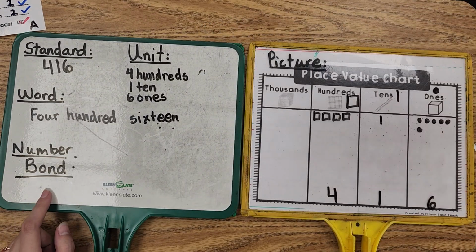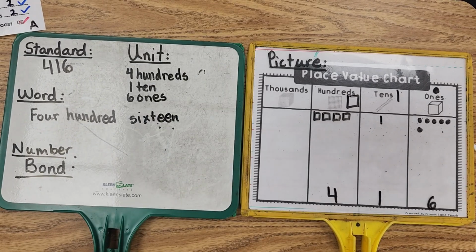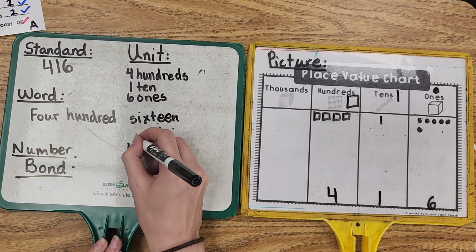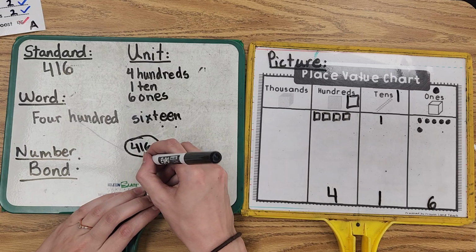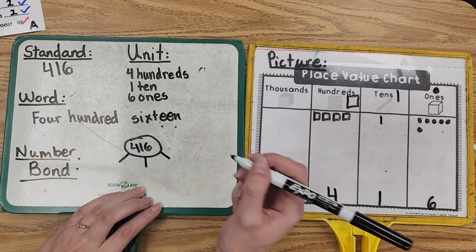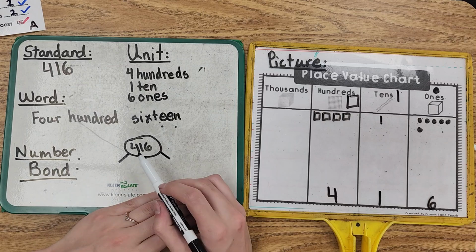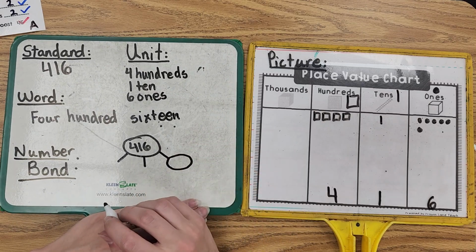Now, then we have the number bond. So the number bond is simply a way to help us pull out the values of numbers. So we start with our whole, which is our total number, which is 416. From here, I'm going to pull out each piece because I need my different parts that make my whole. So we had 400, so I'm going to write that number.